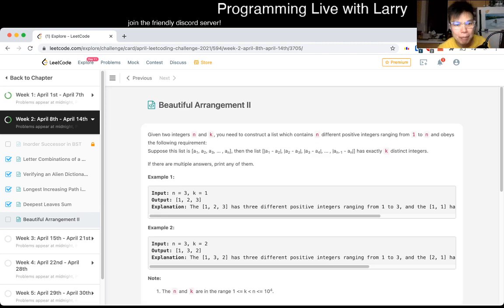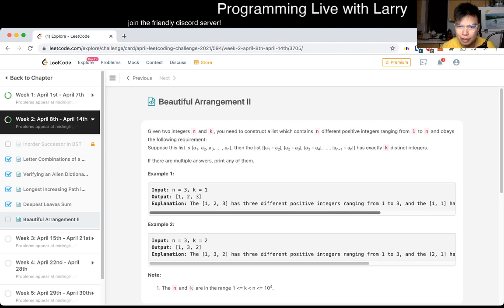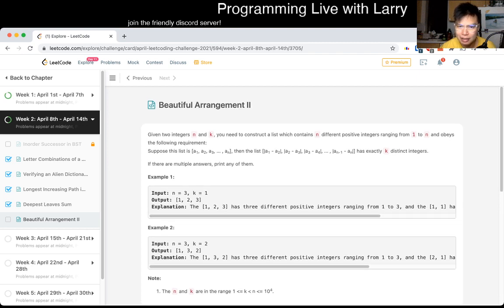Today's problem is Beautiful Arrangement 2. Given 2 integers, you need to construct a list which contains, okay, wait, what is K? K distinct answers for the differences between adjacent elements. Huh. This is a really weird problem in general.